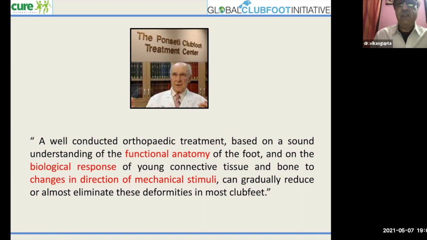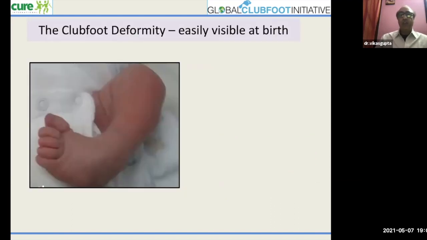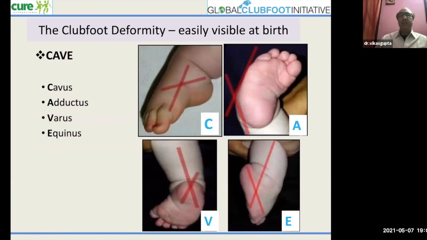I'll begin first with the functional anatomy. So before you understand Ponseti, you need to know the anatomy, the pathoanatomy of the clubfoot. So clubfoot, as we know, is an easily diagnosed deformity at birth, unlike DDH, where it is commonly missed, and it can be easily remembered by the mnemonic CAVE: cavus, adductus, varus, and equinus.